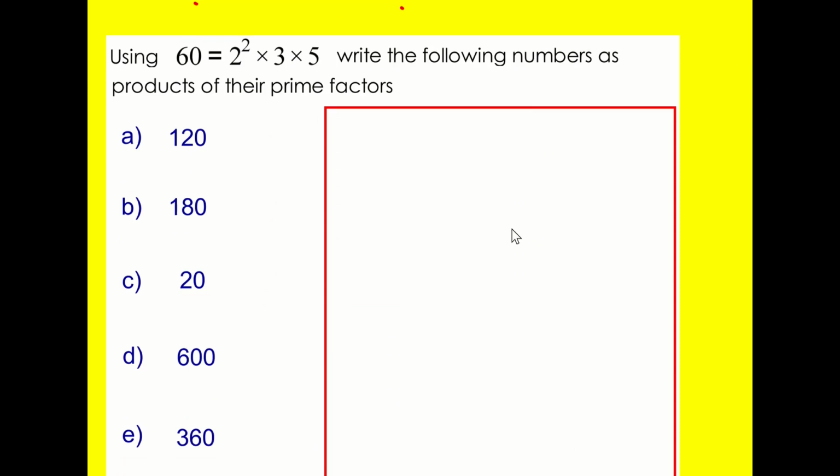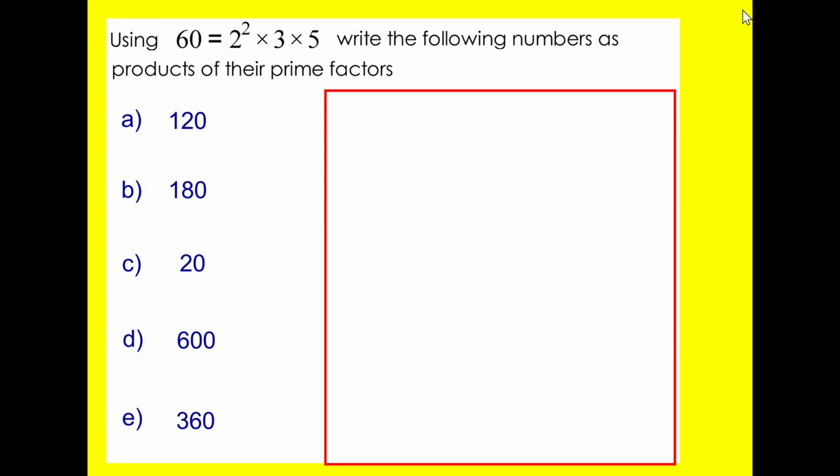How about this one? Using 60 equals 2 squared times 3 times 5, write the following numbers as products of their prime factors. You don't need to do factor trees, you need to try and link it to what is up here. Hopefully you've paused the video, tried this out.